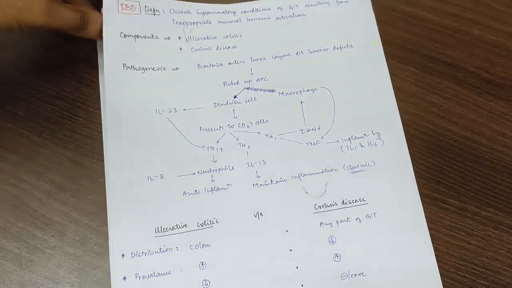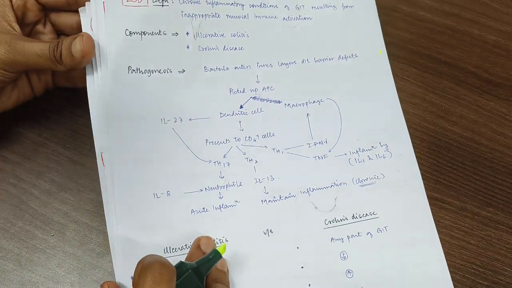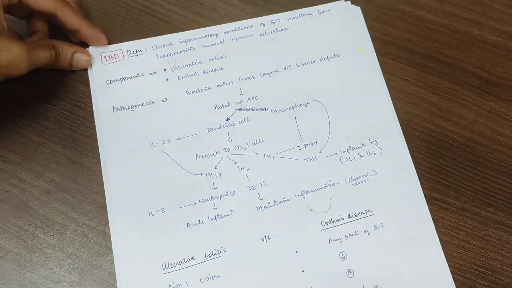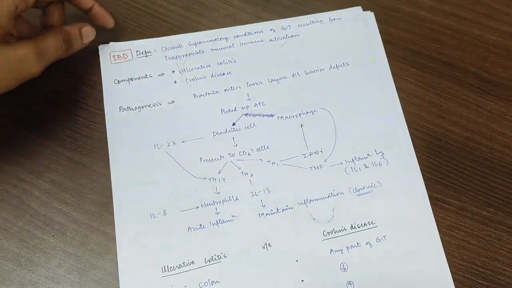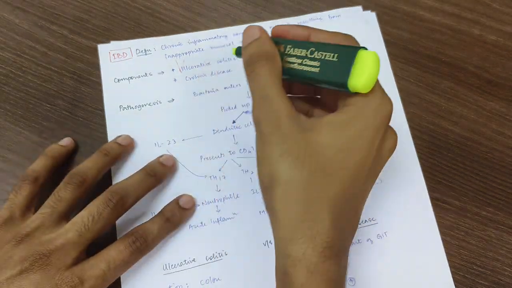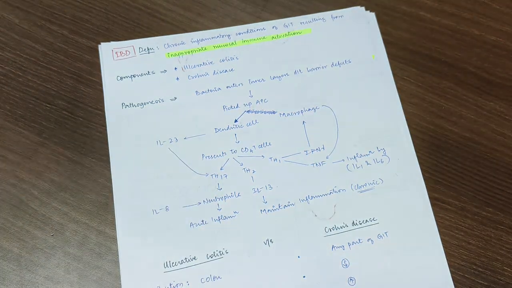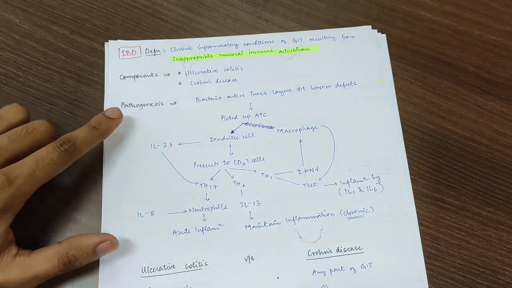Next, IBD, inflammatory bowel disorders. So you know what the inflammatory bowel disorders are, right? Basically ulcerative colitis and Crohn's are the components. Now we will see in detail what those are. Chronic inflammatory conditions of the GIT resulting from inappropriate mucosal immune activation. Components: basically ulcerative colitis and Crohn's.